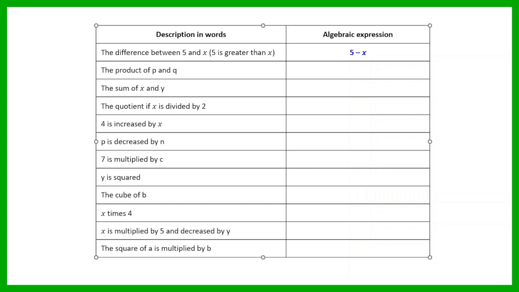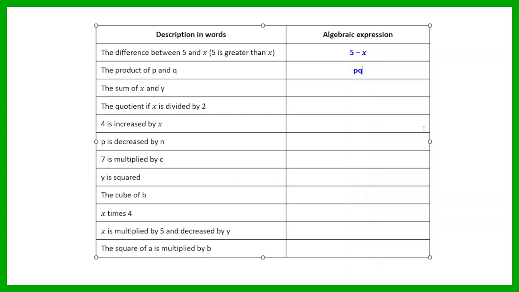Okay, let's have a look at how you did with that table. The next one we've got is the product of P and Q. First, product means multiplication, so we need to multiply P and Q together. You might have said P times Q with a times sign, but in algebra we don't need to do that. We can just write PQ because it can't be confused with anything else.